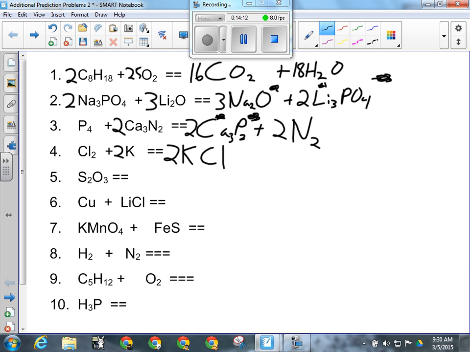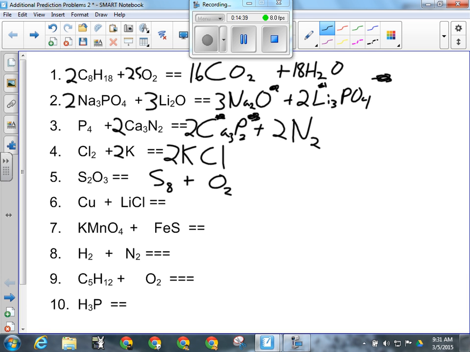All right, for number 5, I've got disulfur trioxide, a molecular compound alone. What kind of reaction is that? Decomposition. In a decomposition reaction, what am I going to have over here? 2 elements, sulfur and oxygen. Are they special? Both of them are, yeah. 8 and 2. Okay.